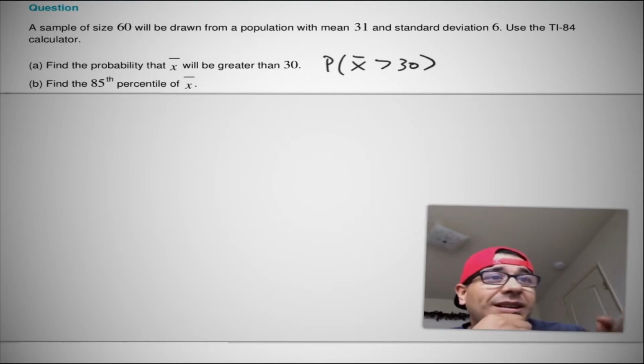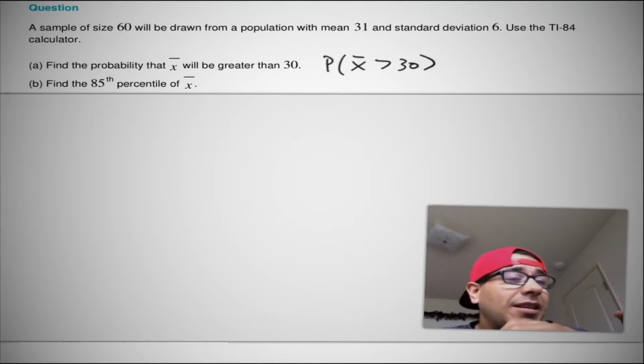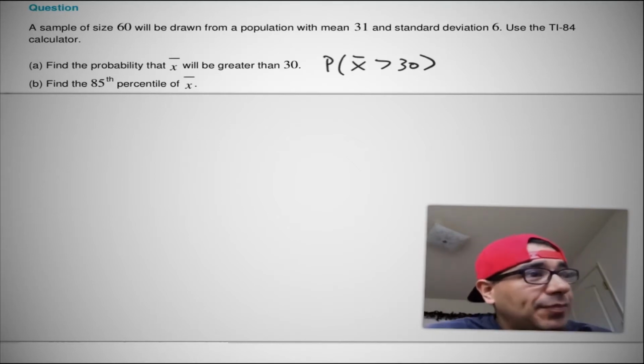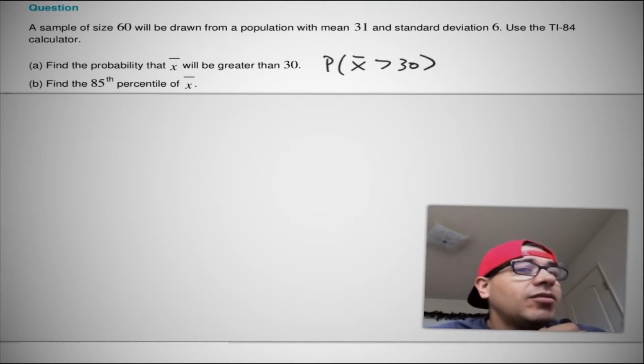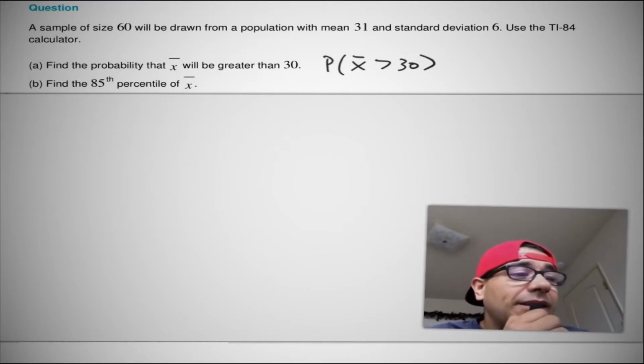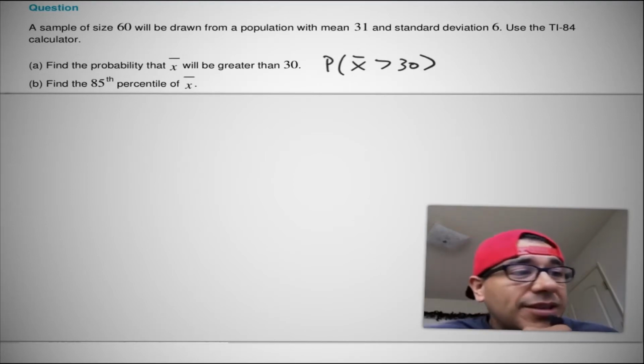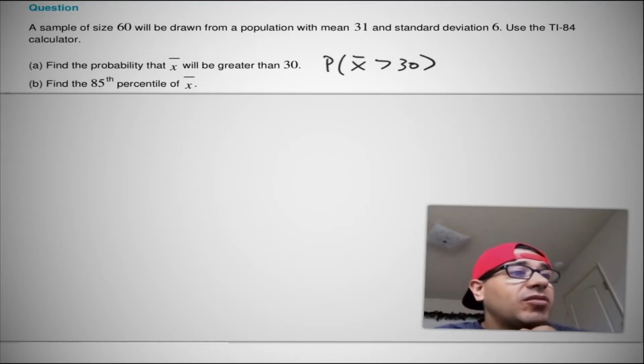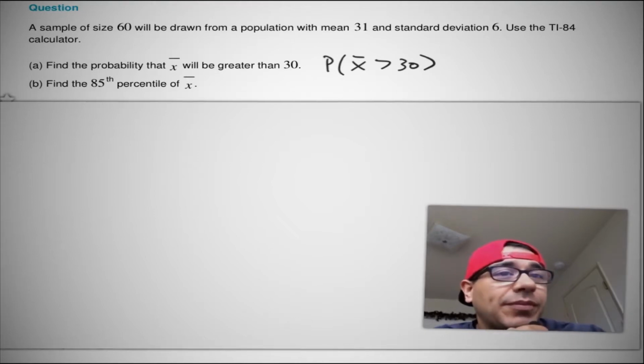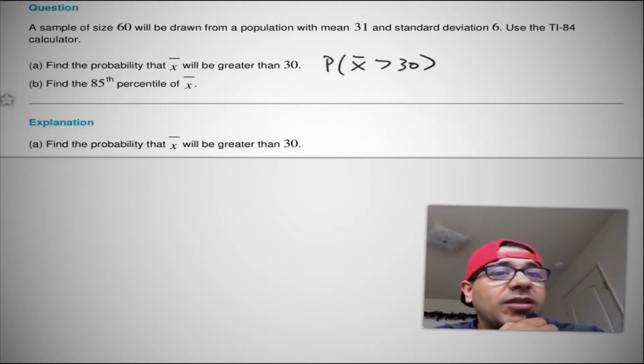Because we're not looking for one individual value here, this changes the dynamic of everything. So what we're going to have to use, and you should have read up on or watched the previous video, is the central limit theorem. And make sure you check those conditions of when we can use the central limit theorem. All right, so here's our explanation.